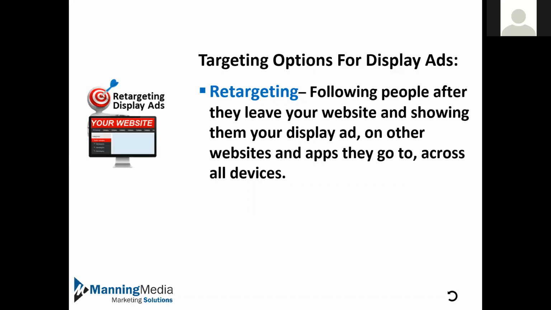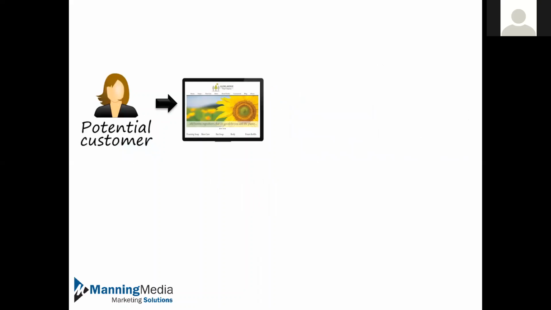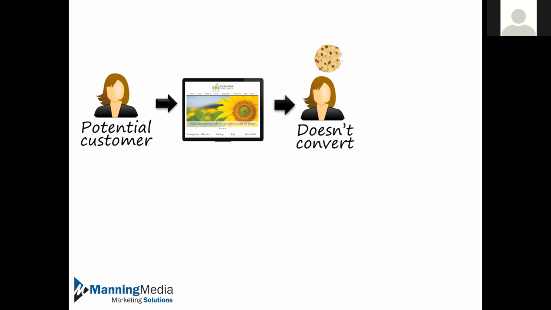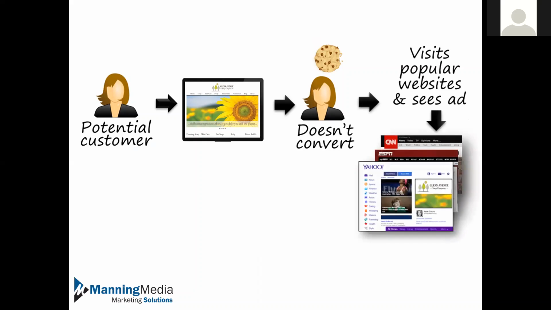Retargeting. This is where we follow people after they leave your website and show them your display ad on other websites and apps that they go to, again, across all devices. So we have a potential customer who comes to a website and they do not convert. And by convert, we mean take the action that you have already described that you want them to take. So they don't convert. We're going to drop a cookie into their browser. They're going to visit some popular websites and see the ad.